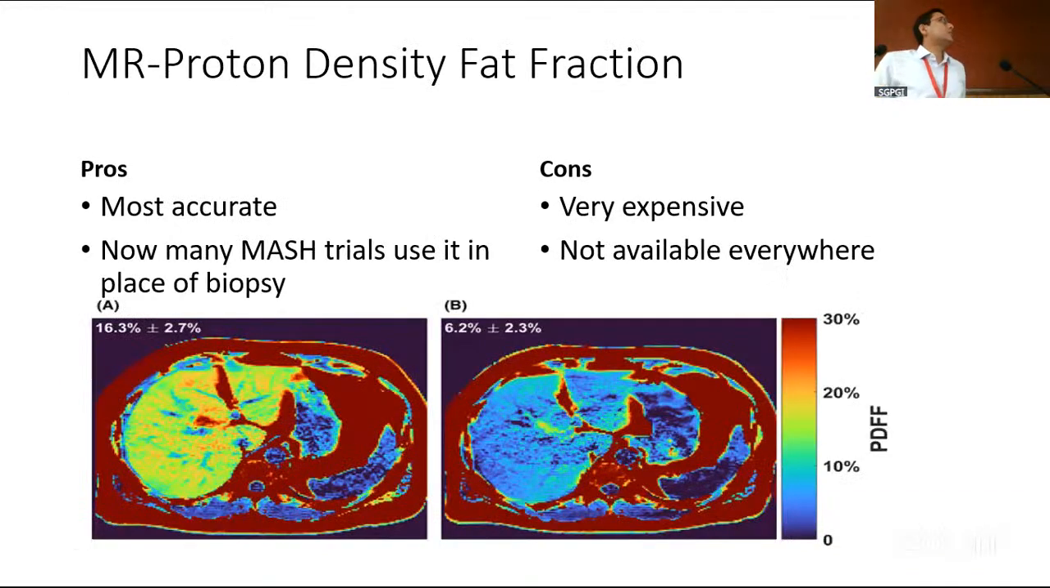Now coming to more advanced and more expensive is the MRI proton density fat fraction. Its advantages are that it is most accurate. It may even quantify very low levels of fat deposition in the liver, and is now mainly used in many trials which are assessing the efficacy of many drugs which we use for MASH. However, the disadvantage is that it is very expensive and is not available everywhere.